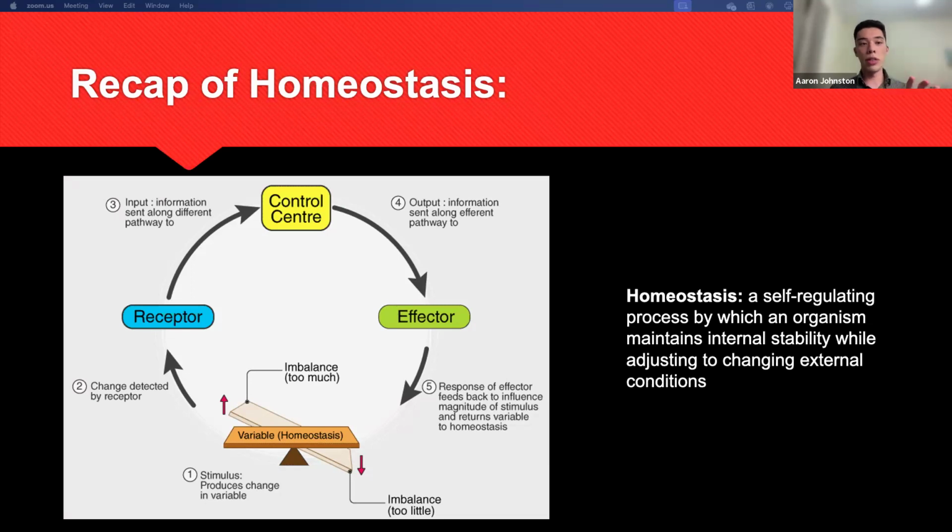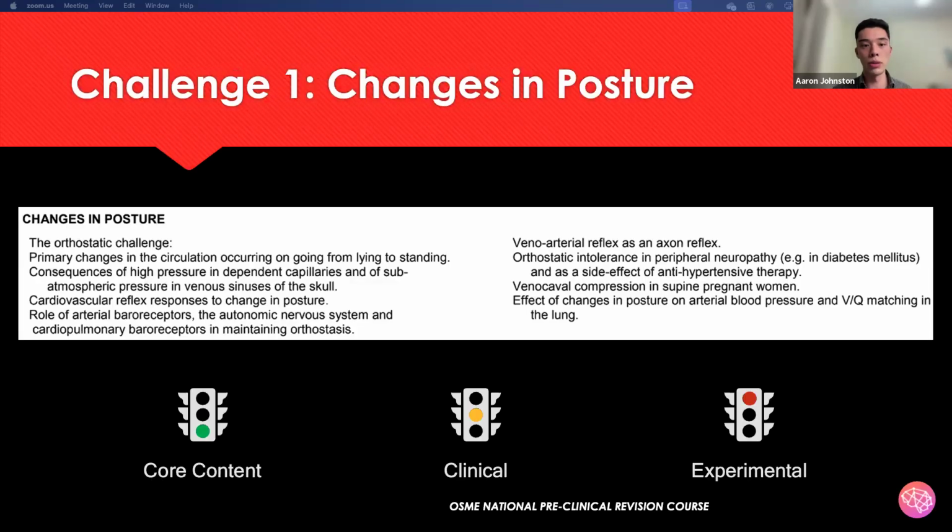So everything we talk about today, I want you to consider in this context of homeostasis and the kind of responses that must be mounted to maintain a constancy of the internal environment. So the first thing we're going to talk about is change in posture. This is your syllabus. Throughout, I've basically annotated the slides with these traffic lights. So green is stuff that's on the left-hand side of the syllabus, and then clinical stuff in yellow, and then experimental stuff, which you might want to mention in essays, in red.